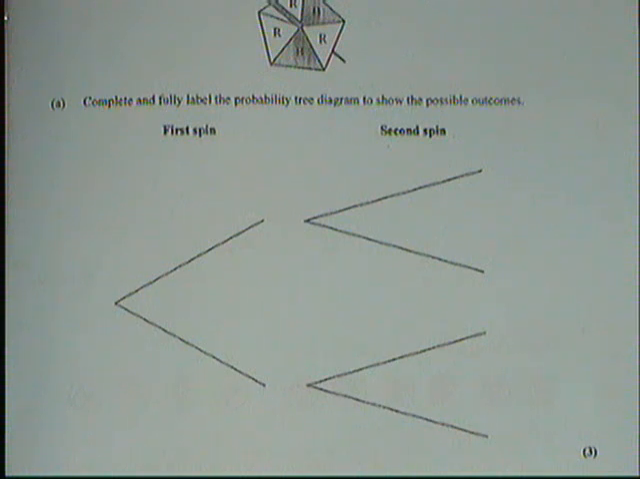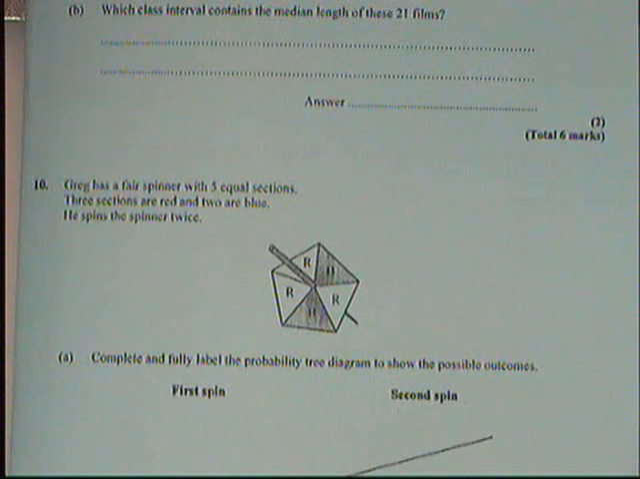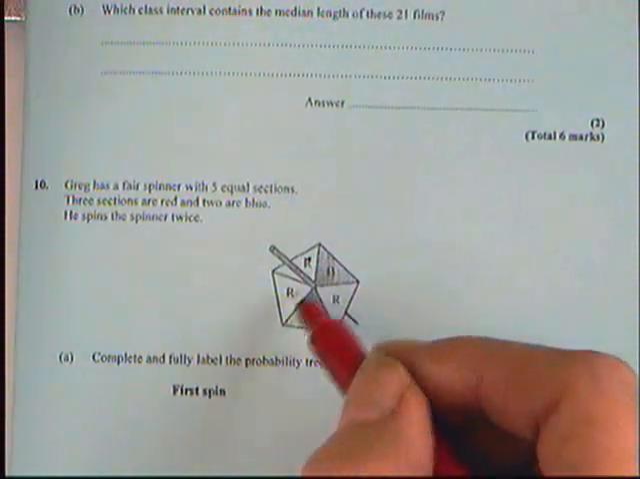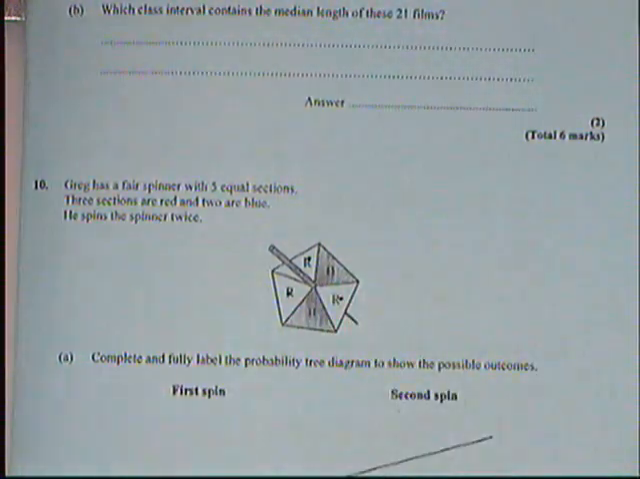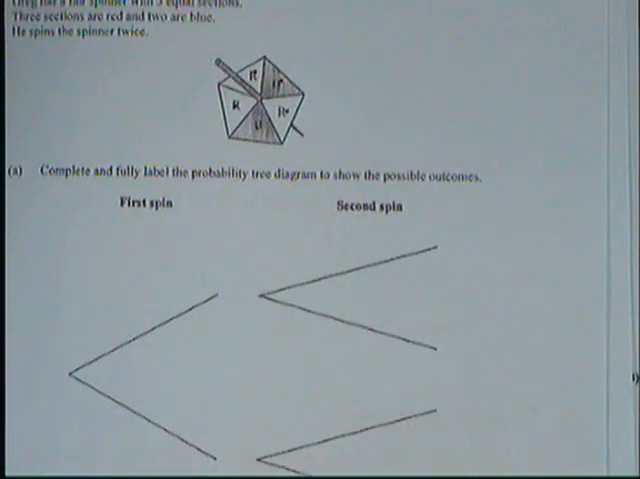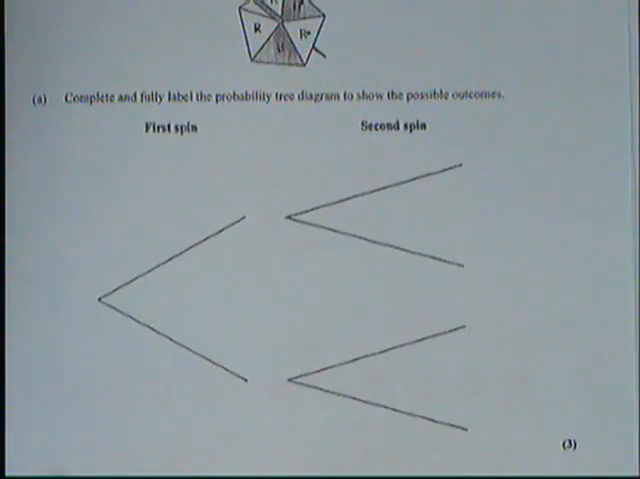Okay, we're going to do a question on probability trees, and this is question 10. Question 10 says, Greg has a fair spinner with 5 equal sections. 3 of the sections are red, and 2 of the sections are blue. And he spins the spinner twice. And it asks us to complete and fully label the probability tree to show the possible outcomes.